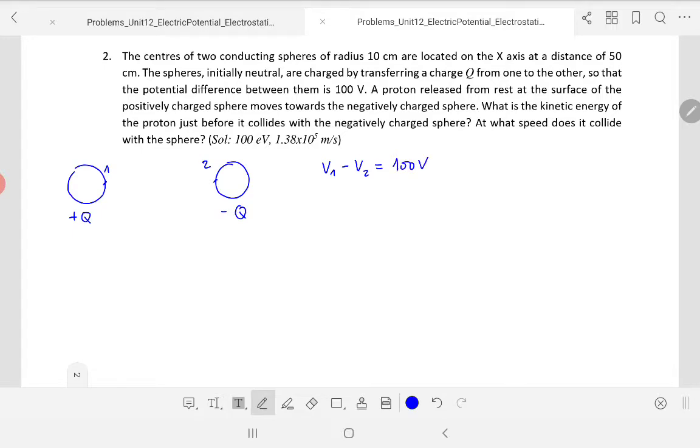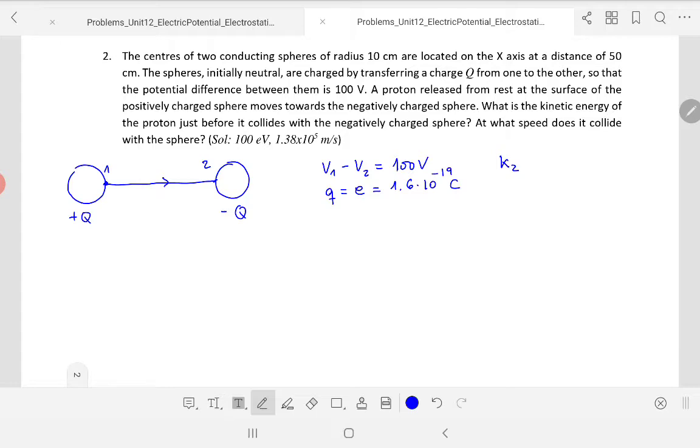So we have a proton, which has the same charge as the electron, 1.6 times 10 to the minus 19 coulombs, and this proton is released from the surface of the first sphere and goes to the second one. And they're asking what is going to be the kinetic energy of the proton when it arrives at the second sphere. The easiest way to solve this problem is with the energetic constraint.